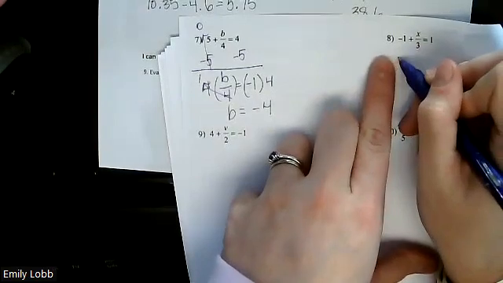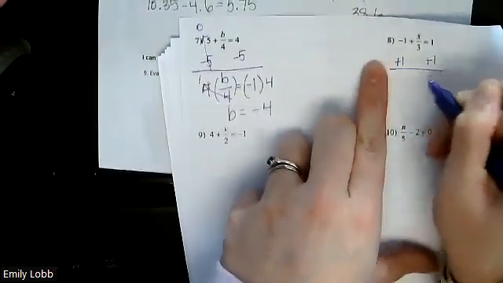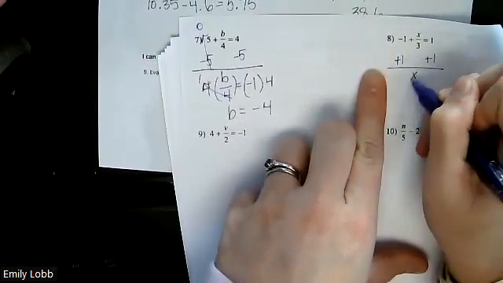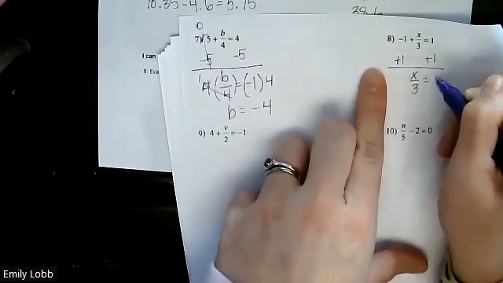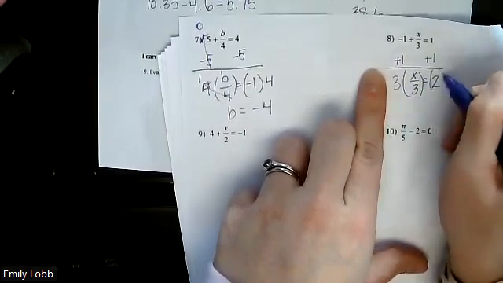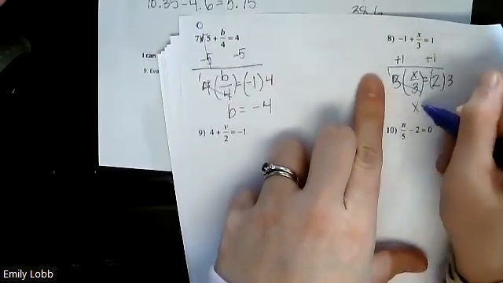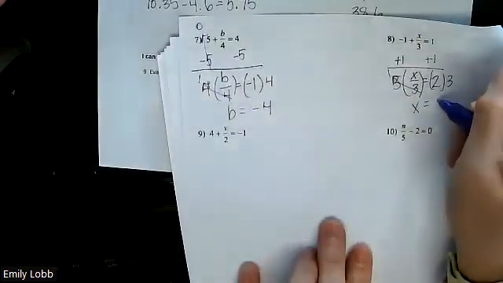How do I get rid of the 1? -1 rather. I add 1 to both sides, take its opposite. x over 3 equals 2, times both sides by 3. This makes it 1x, which is what we wanted. 2 times 3 is 6.